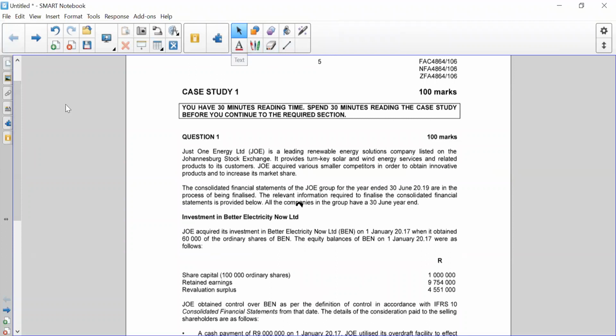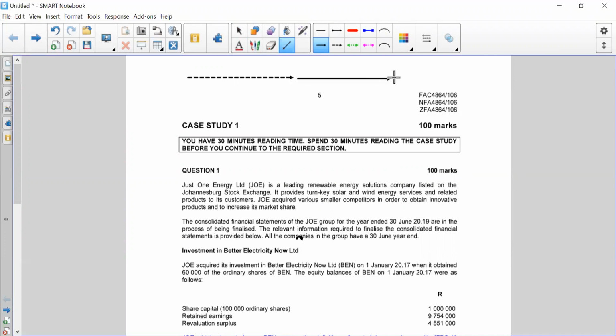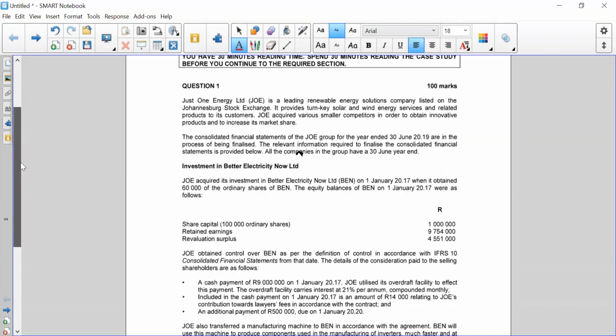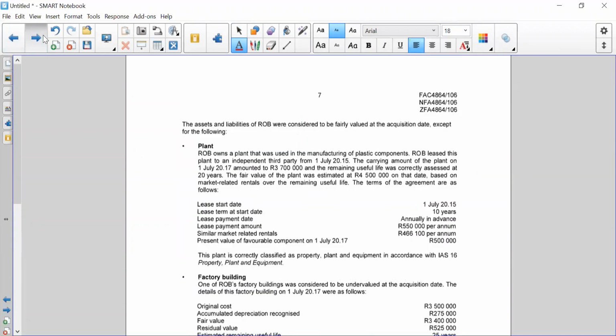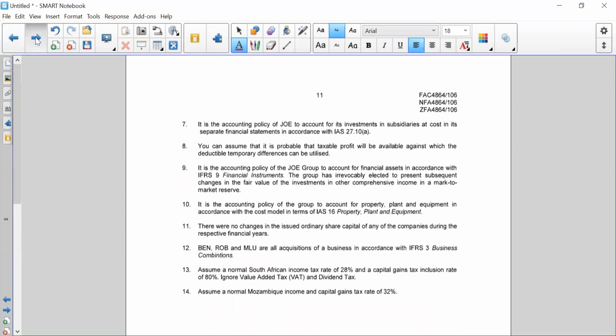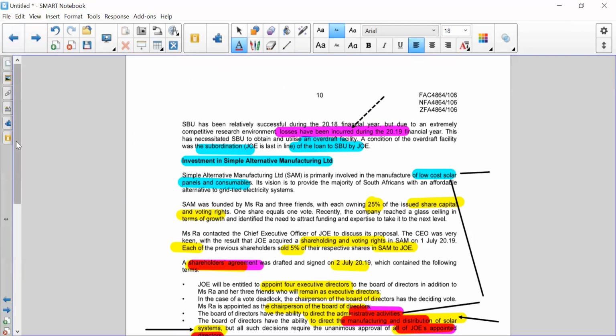If we look at the information, again, guys, from an exam technique point of view, always start off by setting up your timelines. And we know that they've asked for this for the 30th of June 2019. Before you even start reading the information, it is worthwhile to go brush up on the additional information that they give you, because that's where all your accounting policies and all of that will be.